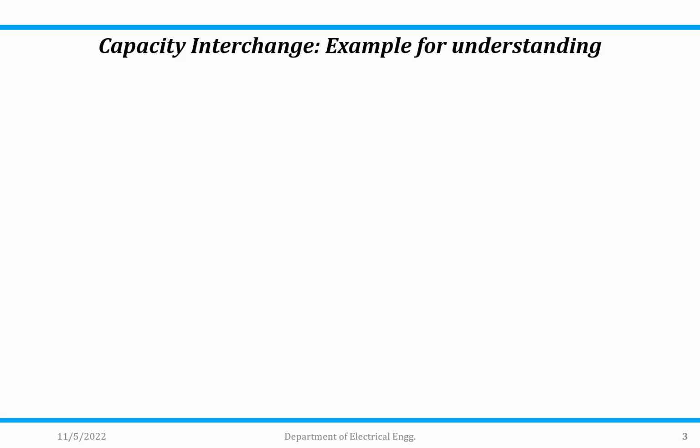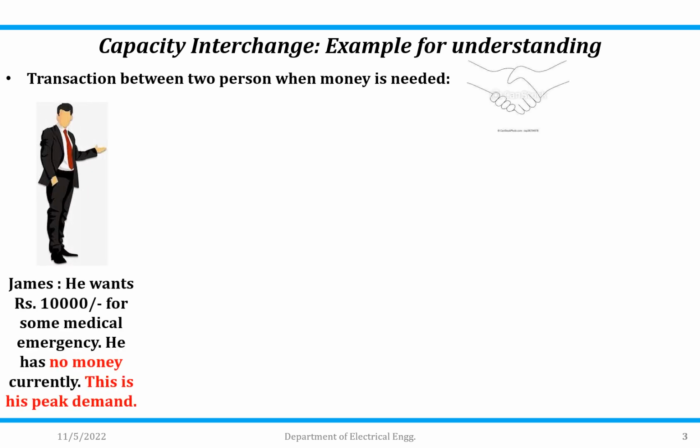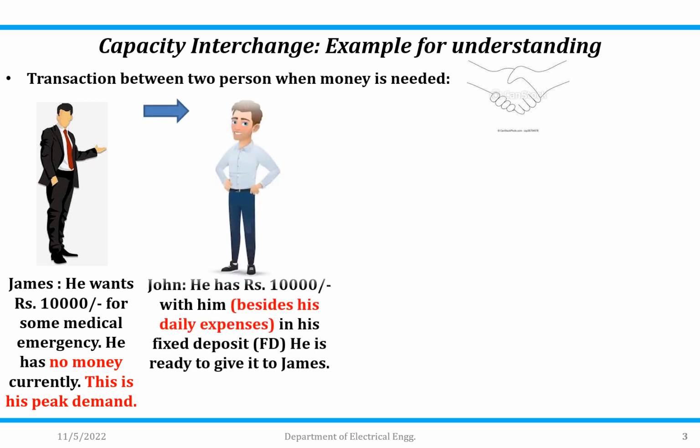Now let's have a discussion about capacity interchange. I'll give you some kind of analogy for this. Basically, here we will consider one example. There is a transaction between two persons when money is needed. So let's say this is James and the other is John. Now James wants rupees 10,000 for some medical emergency.